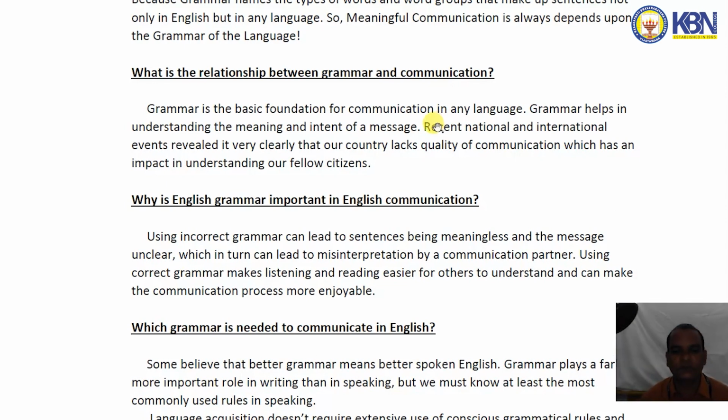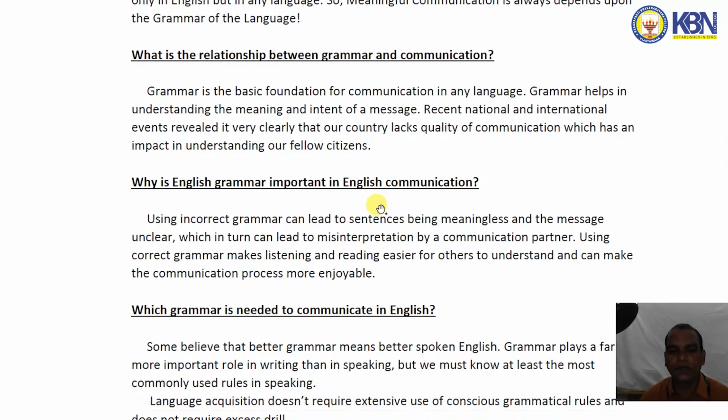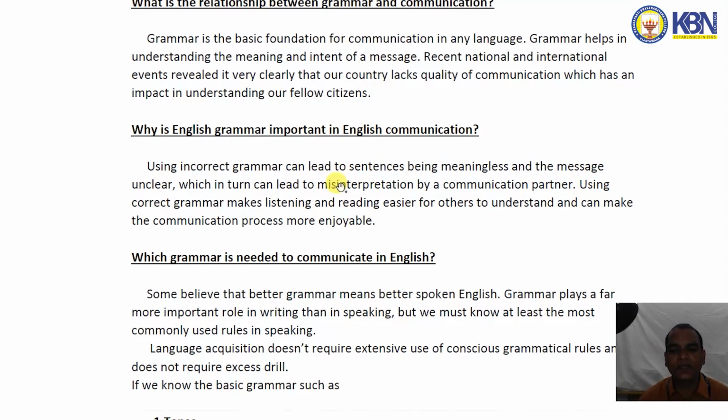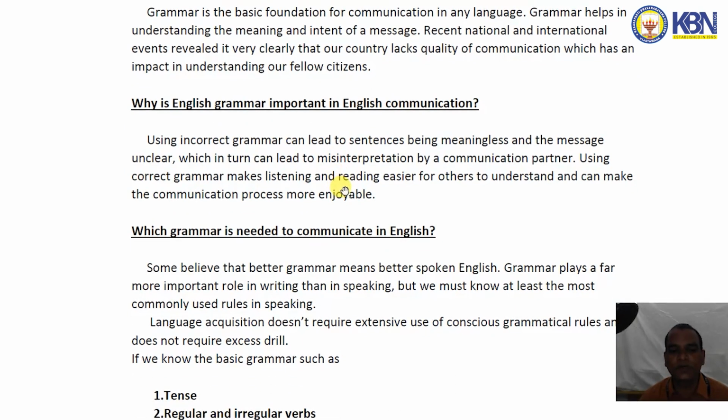The next question, which grammar is needed to communicate in English? I mean, what are the important topics we should go through if we want to communicate in English well with our partner? Then what are the important topics? Some believe that better grammar means better spoken English. Grammar plays a far more important role in writing than in speaking.